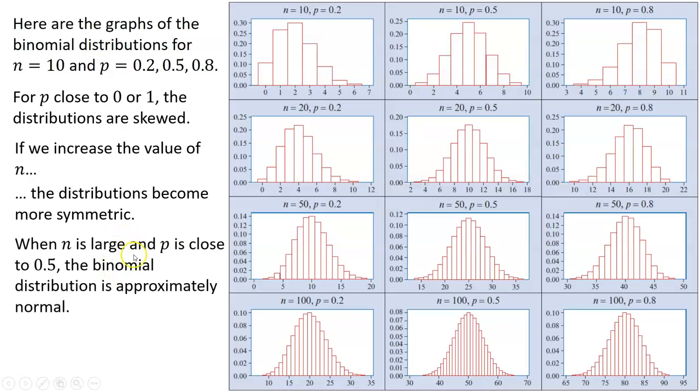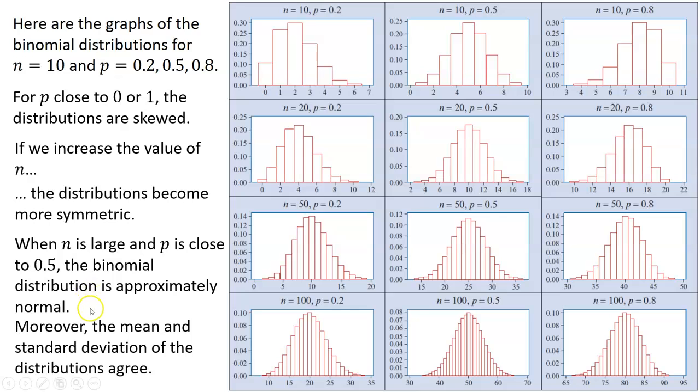When n is large and p is close to 0.5, that's the probability, so lots of trials, probability close to 0.5, then the binomial distribution is similar to the normal distribution. Also, the mean and the standard deviation of the distributions agree with each other, they're the same, or very close.